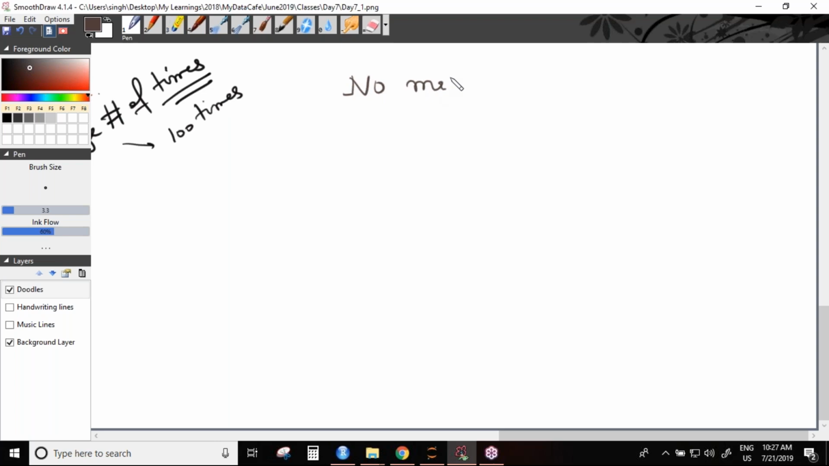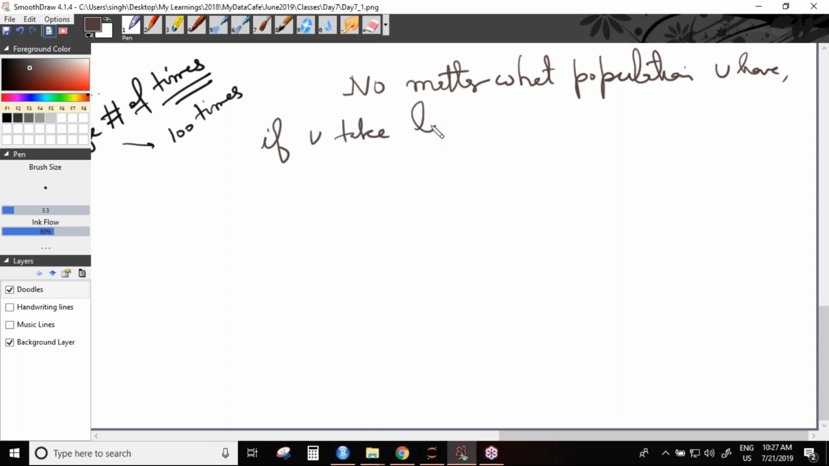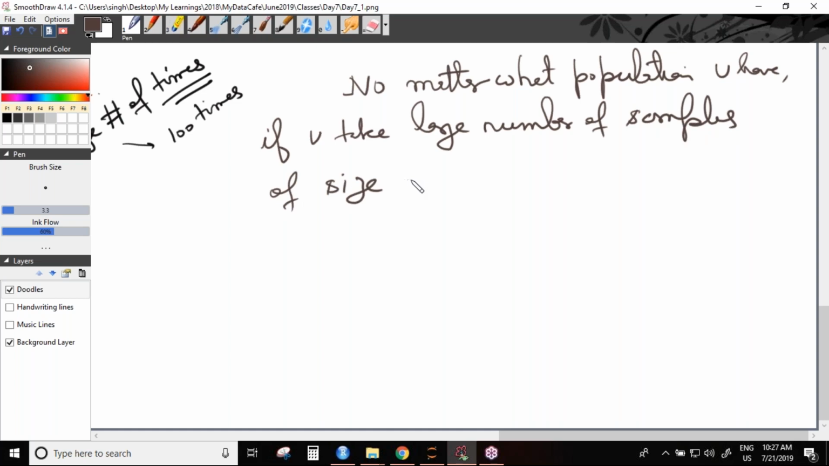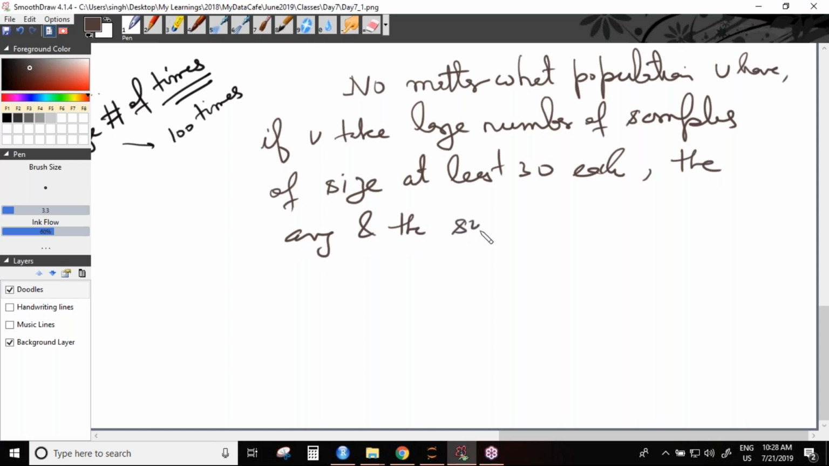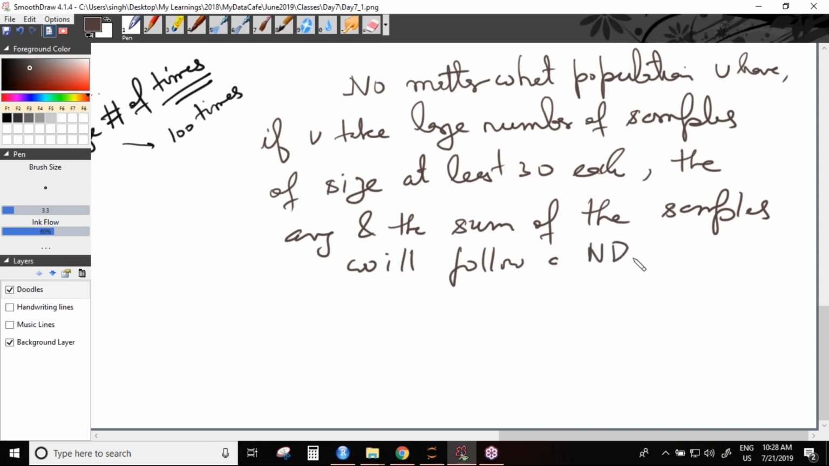So it tells you, no matter what population you have, if you take a large number of samples of size at least 30 each, the average and the sum of the samples will follow a normal distribution. Okay, this is the central limit theorem.